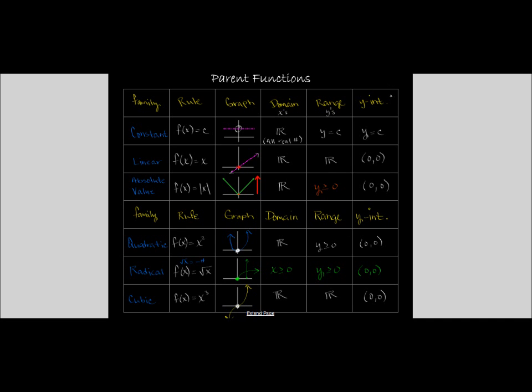Another thing that all of these functions have in common is that every single one of them is going to go through the origin, except for the constant function, because it's not really going to have to touch at any specific y. It's just going to be, I can make c a 2 or a 7. Otherwise, all parent functions go through the point 0, 0.